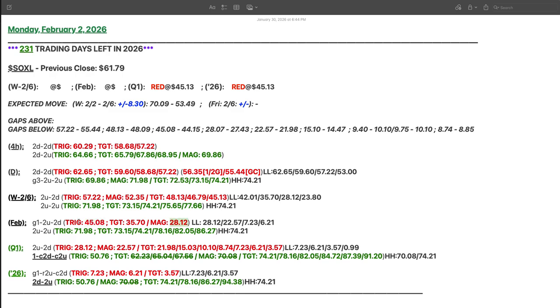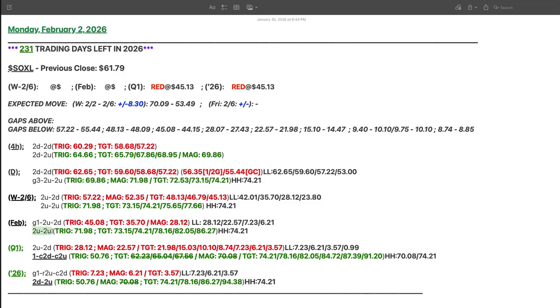So because that is such a large magnitude, we do have 35.70 as an intermediate target. That is a very reasonable place that we could bounce, a place of pretty strong support on the charts. So just keep in mind, yes, we will be looking for this 28.12 to complete that strat reversal, but 35.70 would be a decent place for it to bounce.